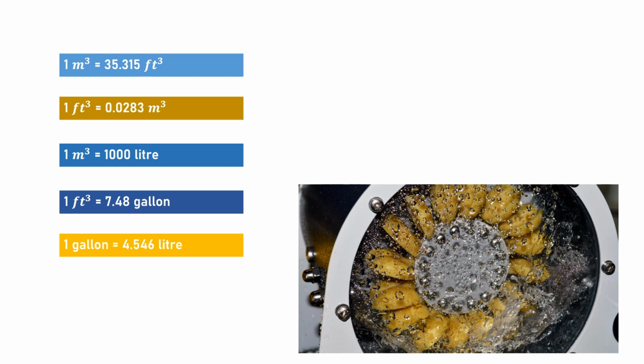Gallons to liters. 1 gallon is equal to 4.546 liters. This conversion is crucial for understanding capacities in both the imperial system, gallons, and the metric system, liters, especially in fluid dynamics and storage solutions.